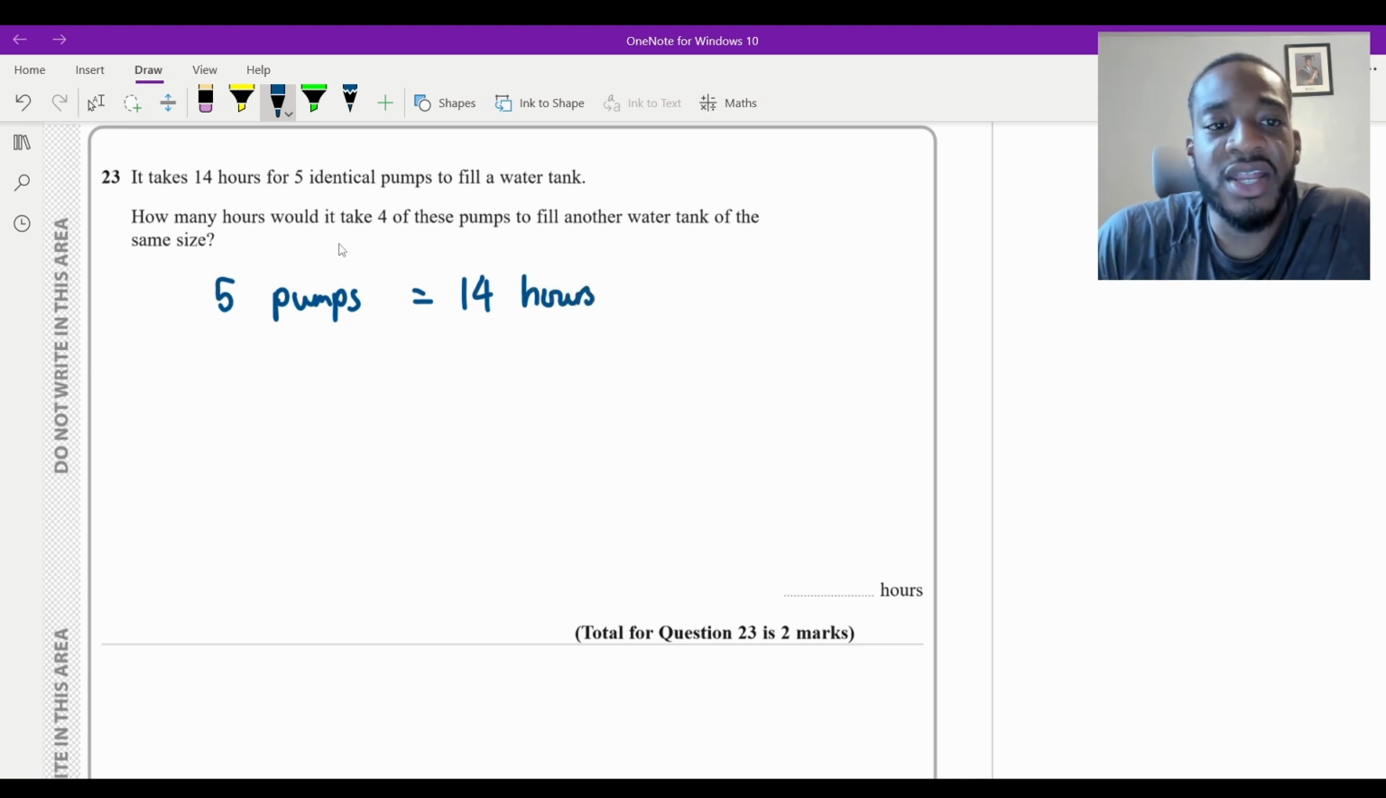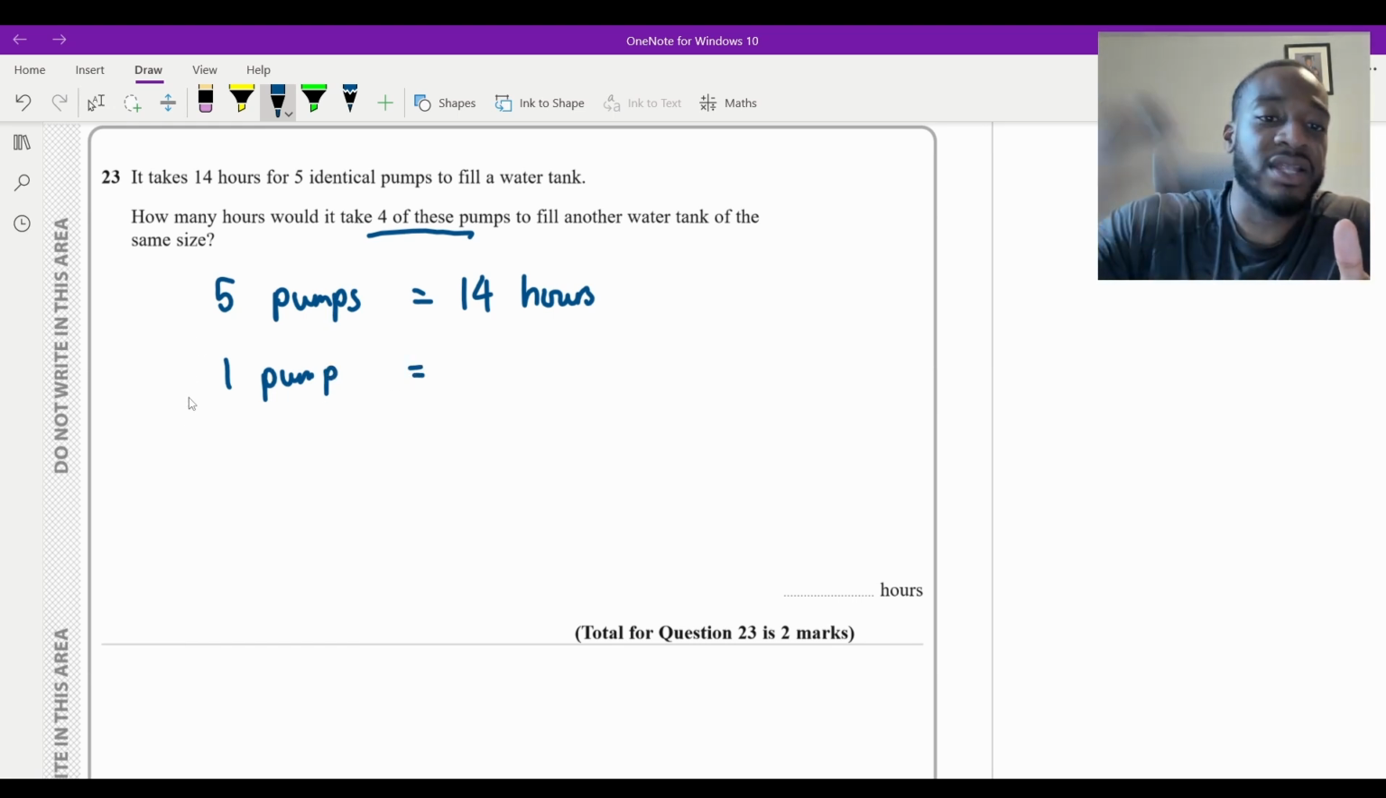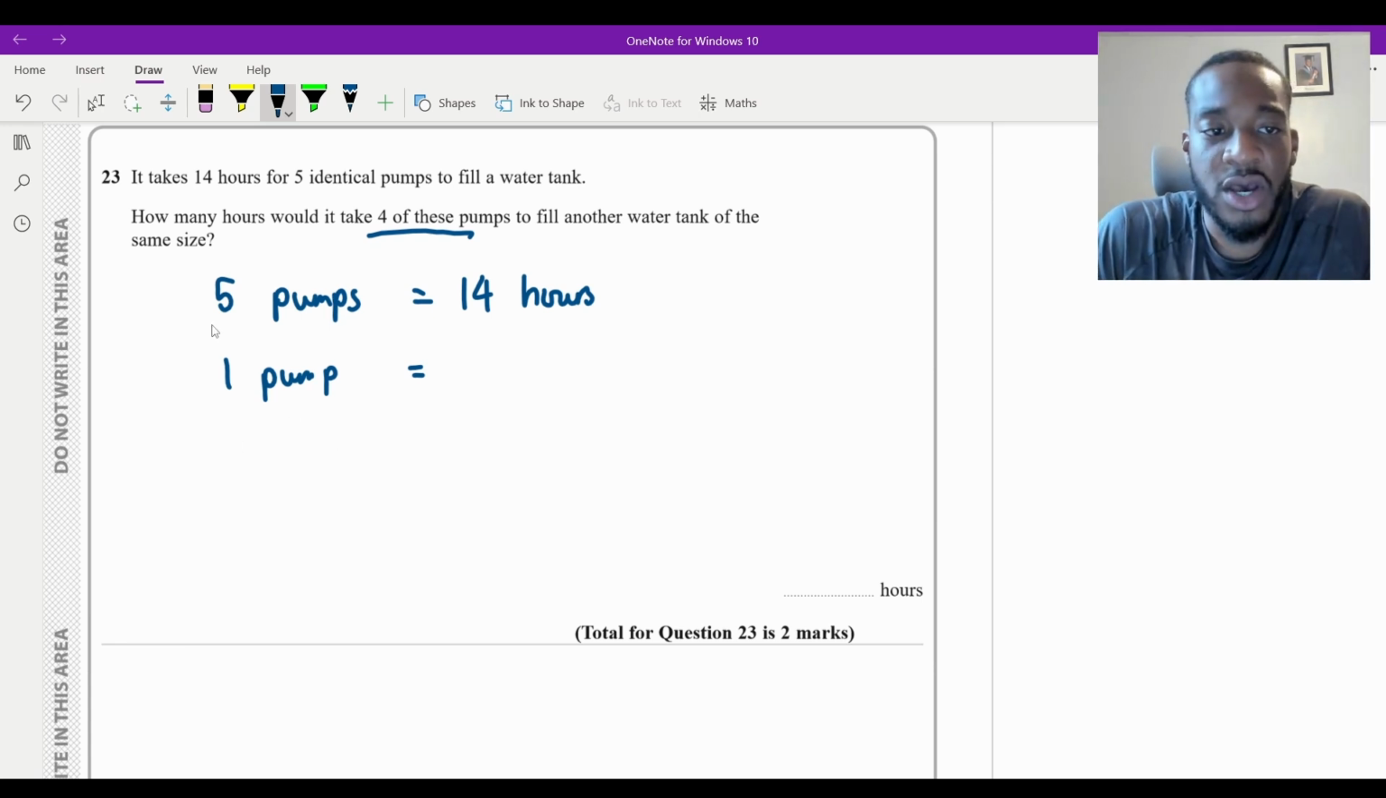Now, if we're dealing with fewer pumps, it should take longer for it to fill water, isn't it? Right? So what you want to do is say, okay, well, fine. If 5 pumps take 14 hours, then for one pump, you're not going to divide by five, you're going to times by five, isn't it? Because remember, the 5 pumps split the amount of time 5 ways. So you're going to times this by five to figure out how long it will take one pump to fill a water tank. So I'm going to just do 14 times by 5.